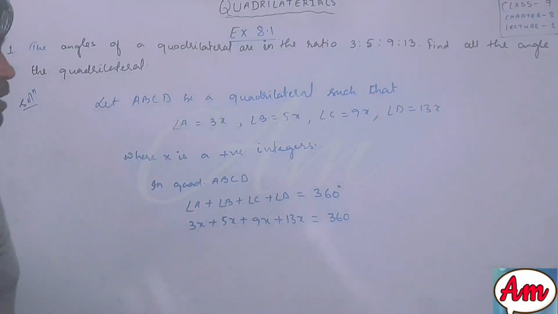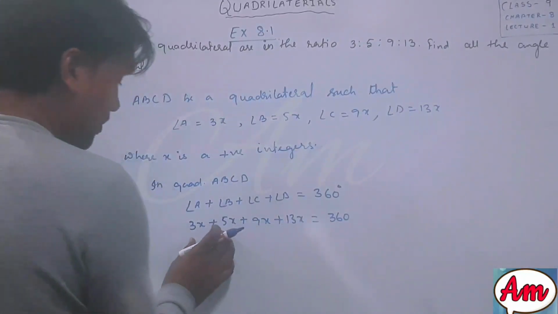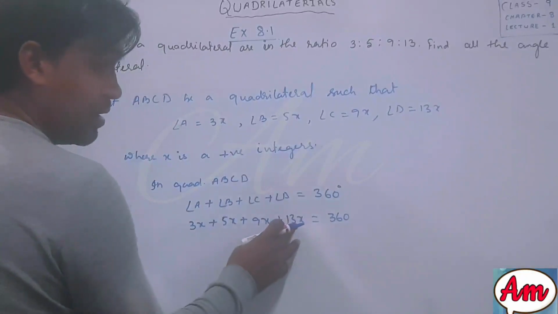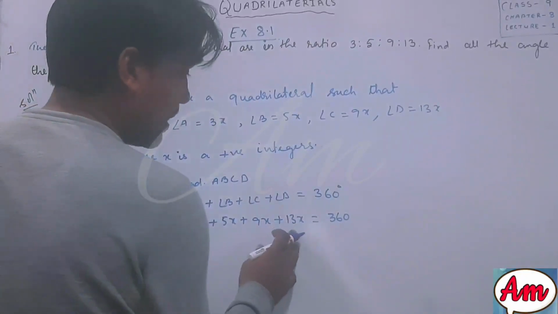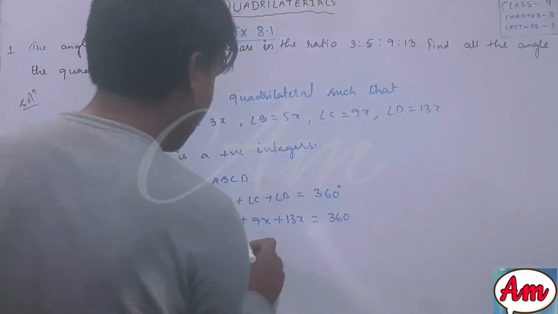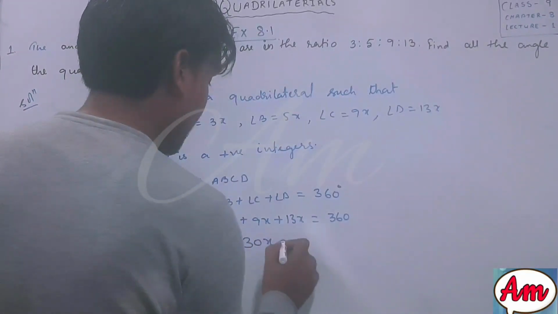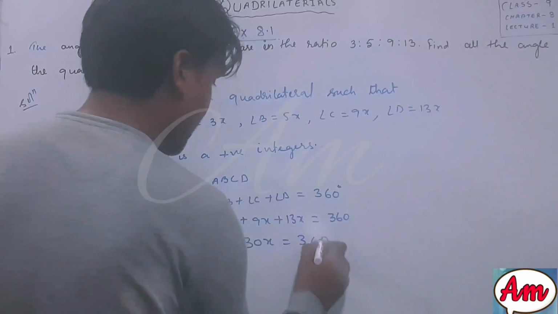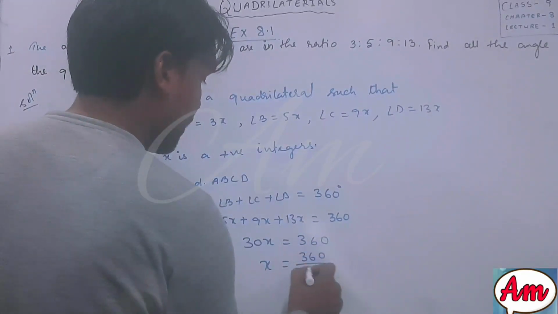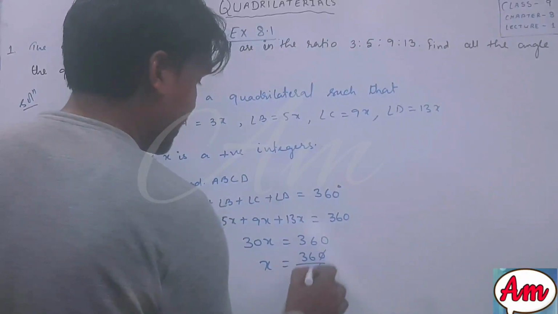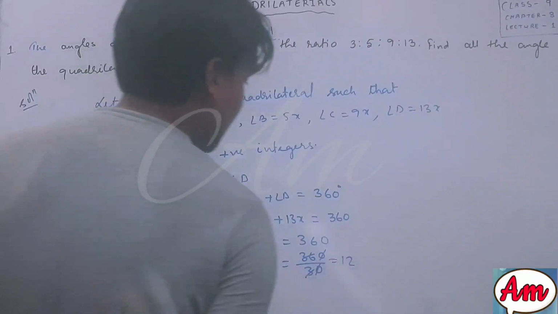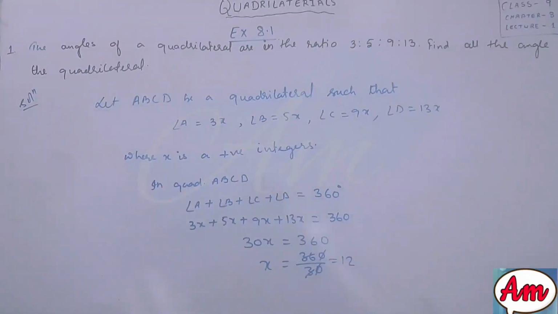Now you add it up. 3 and 5 is 8, 8 and 9 is 17, 17 and 13 is 30. So it comes to 30x equals 360. So x will be equal to 360 divided by 30. Zero cancels zero and it happens to be 12. So the value of x we got is 12.